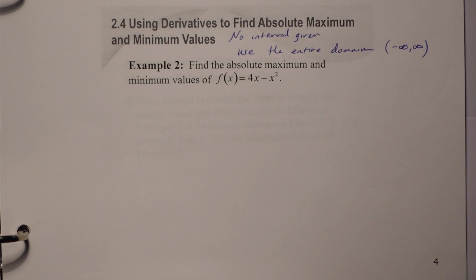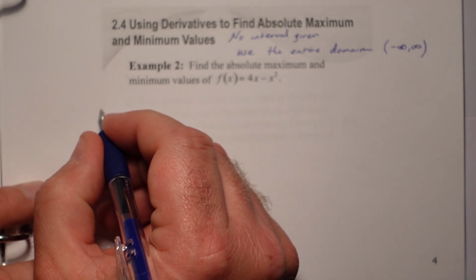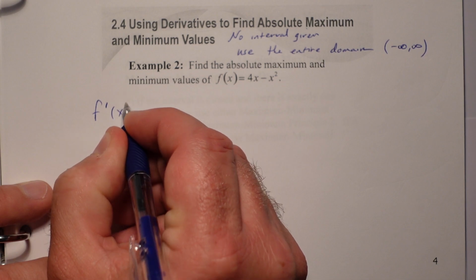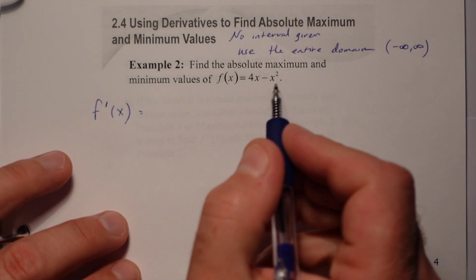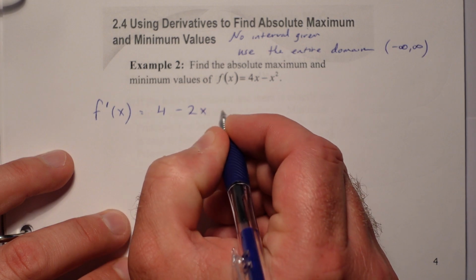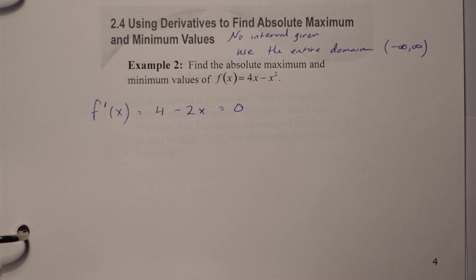The absolute extrema here must occur, right? Must occur at a critical value. So we're going to start by finding our first derivative. So f prime of x, and I should say if there are absolute extrema, they must occur at a critical value. So the first derivative is just equal to 4 minus 2x.